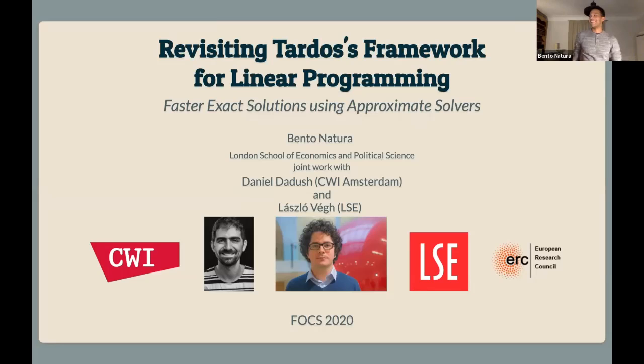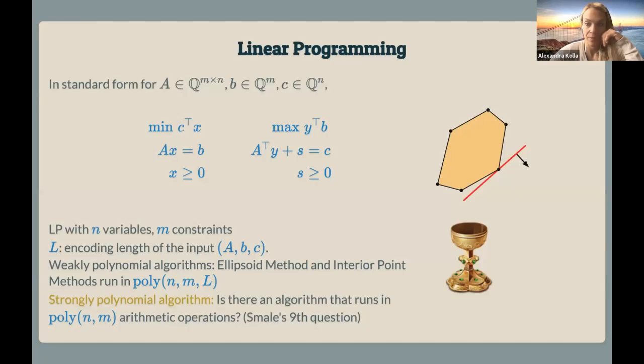Okay, then. So now we should probably start. Yeah, thank you. So let me again name the title. I present joint work with Daniel Dadouche and Laszlo Feg, Revisiting Tardus Framework for Linear Programming, faster exact solutions using approximate solvers. And what we're concerned about is linear programming. We aim to minimize the linear objective over equality constraints and want that x is nonnegative here.